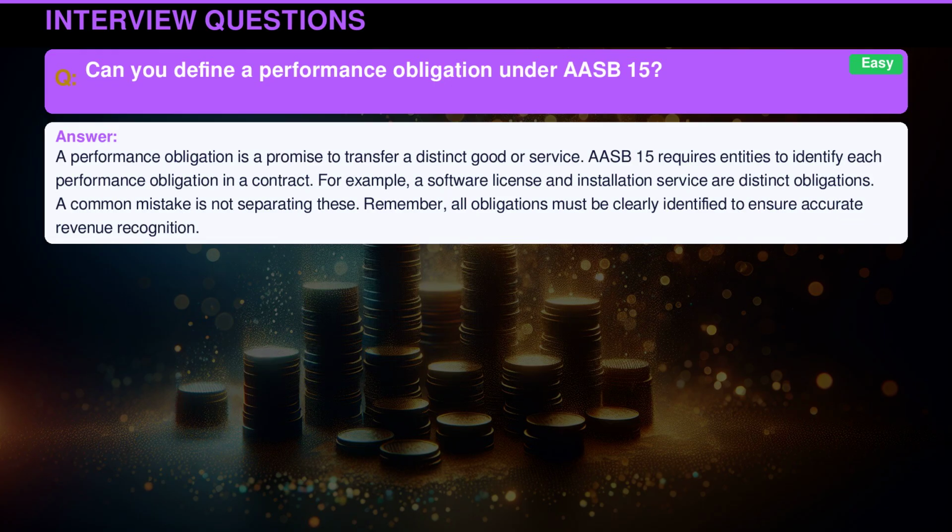AASB 15 requires entities to identify each performance obligation in a contract. For example, a software license and installation service are distinct obligations. A common mistake is not separating these. Remember, all obligations must be clearly identified to ensure accurate revenue recognition.